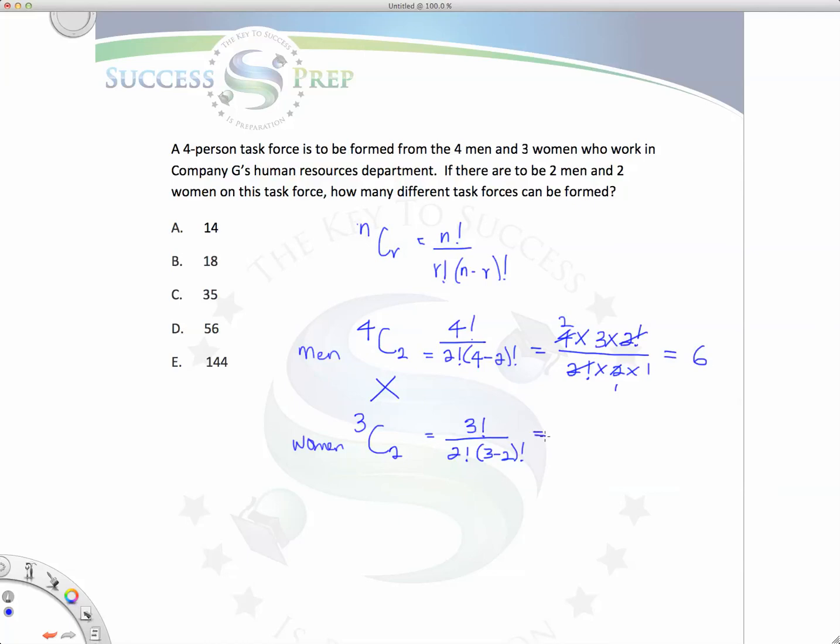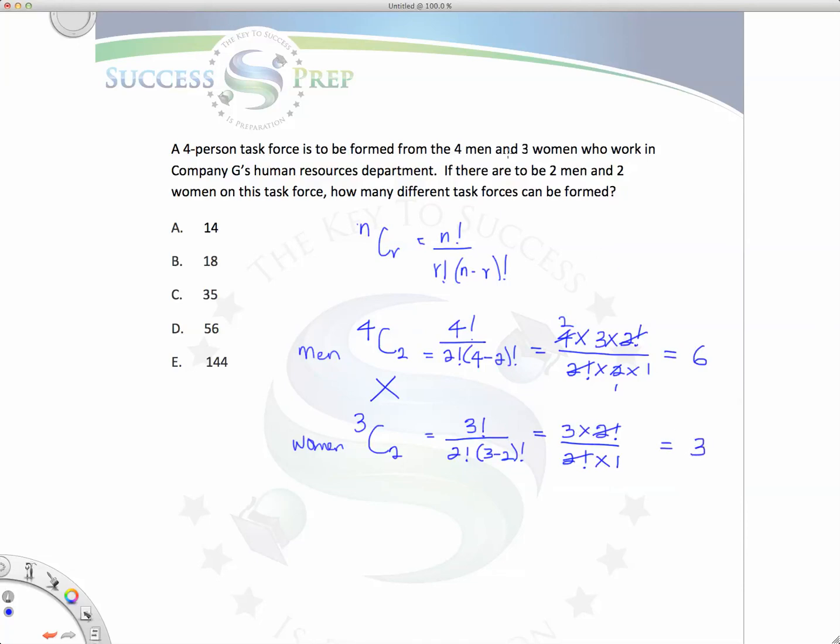Then for the women, what we have is 3 factorial, so I'm going to say 3 times 2 factorial. On the bottom, it's going to be 2 factorial times 3 minus 2, which is 1 factorial, which is just 1. Again, the 2 factorial cancels this 2 factorial. So what you're left with is 3 divided by 1, which is just 3.